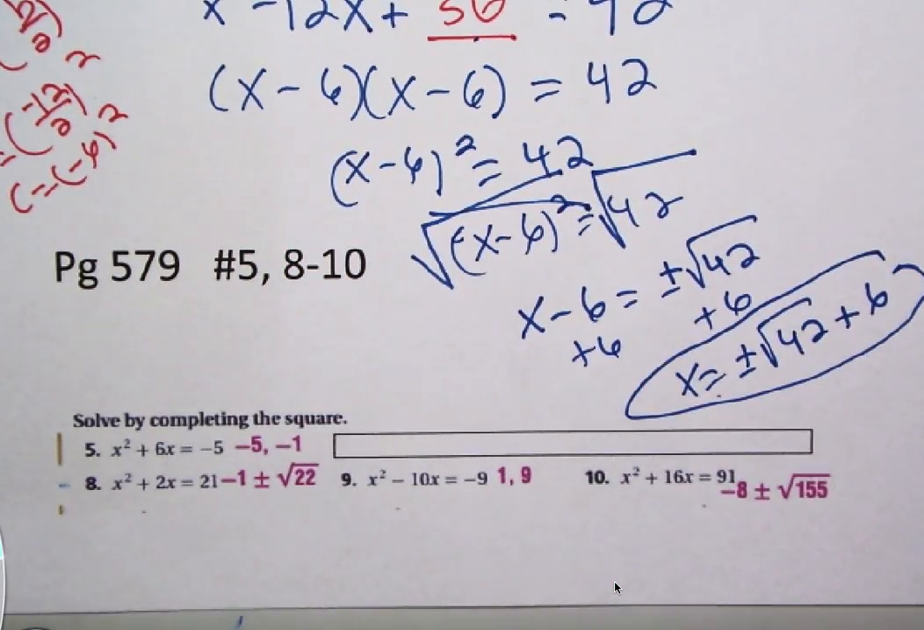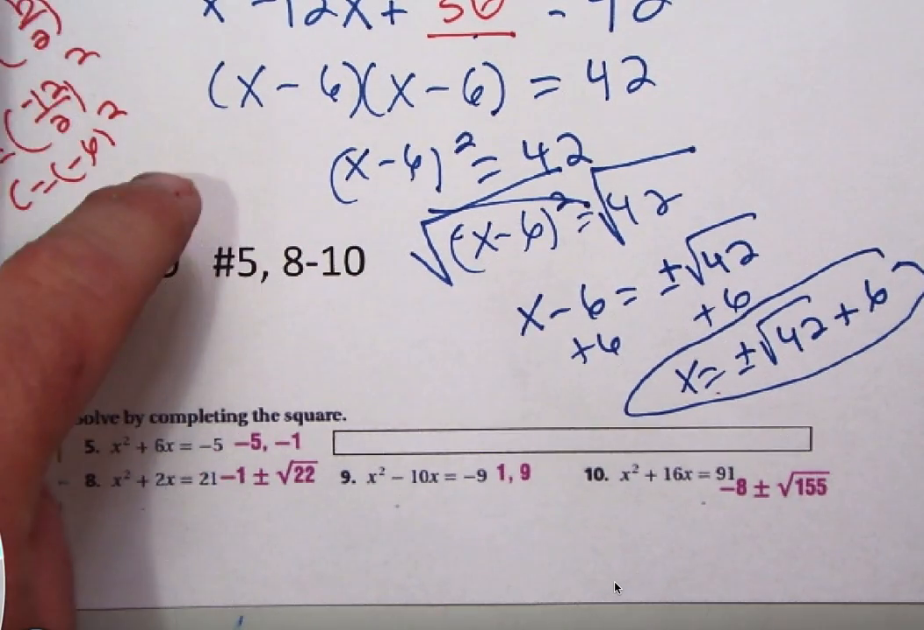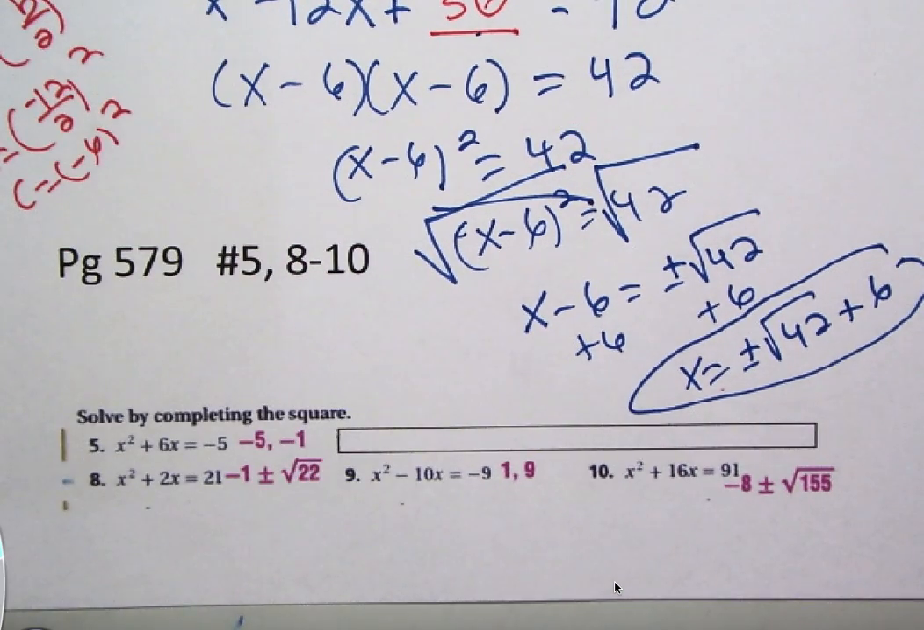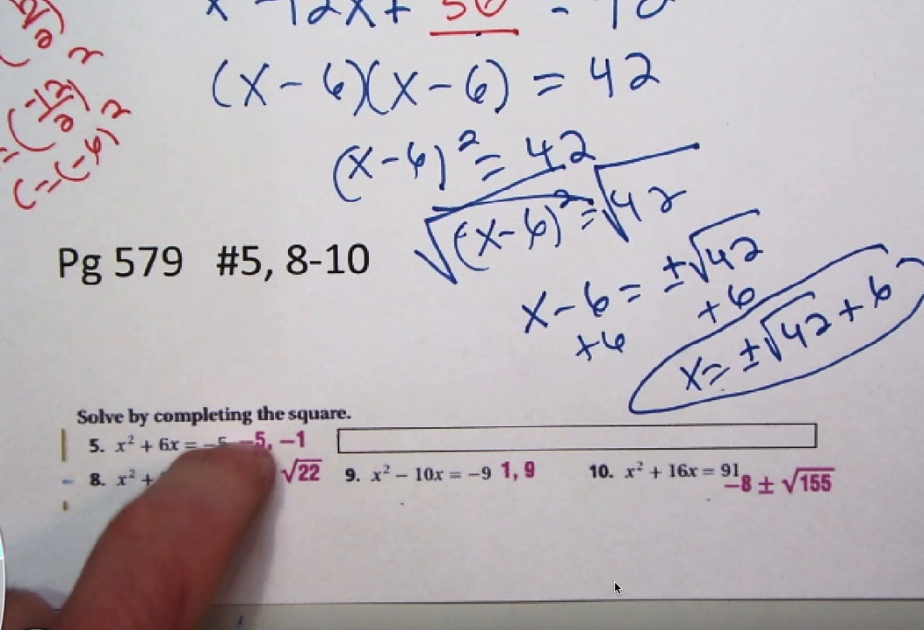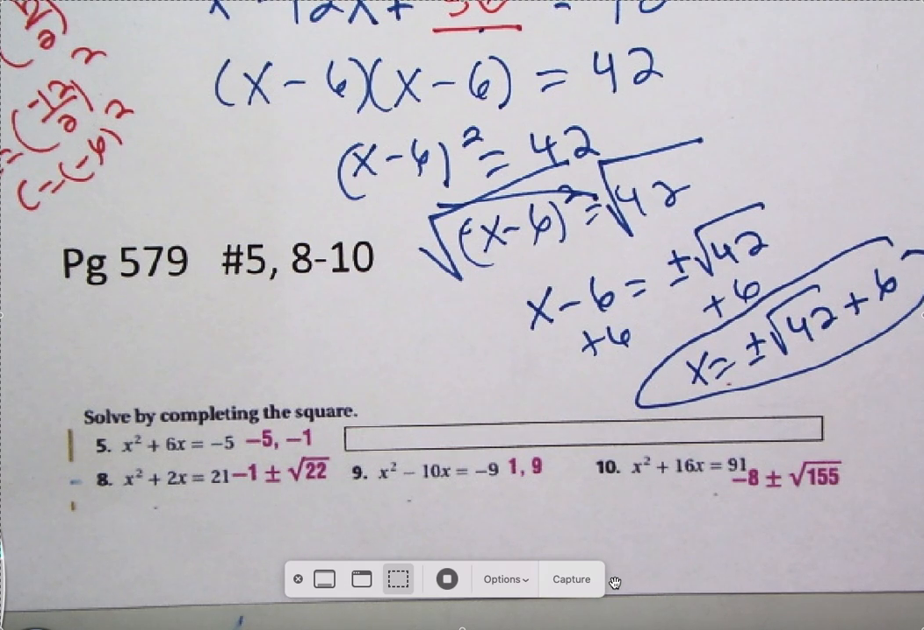Classwork and homework is right here. It's on page 579. It's numbers 5, 8, 9, and 10, keeping it simple. The answers are here for you to see. So give it your best shot. Try to complete the square. Look back at the examples. Okay? You can always watch a separate video on it, but that's me explaining it. And we'll learn the fourth method in the next class.